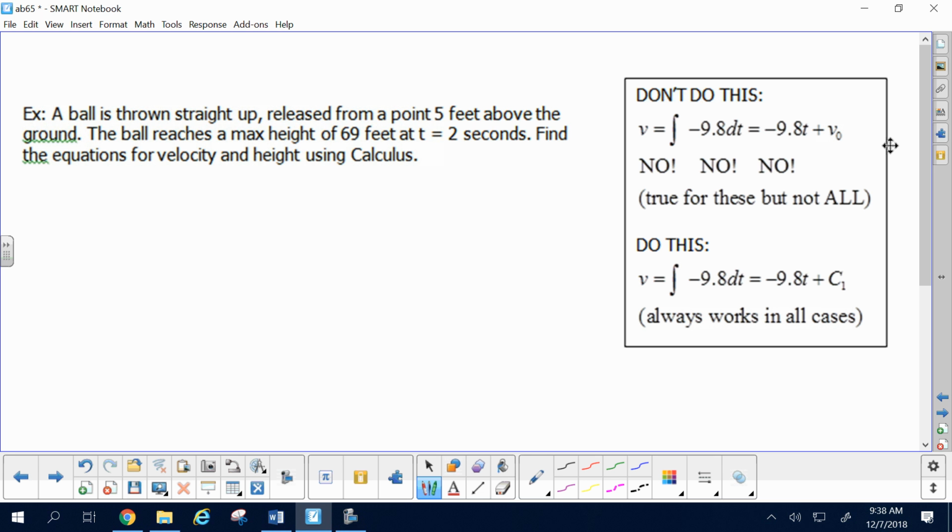Okay? You should start with the acceleration due to gravity. The acceleration due to gravity is either negative 32 feet per second squared or negative 9.8 meters per second squared, depending on the units of this problem they're working with. In this case, they're working with feet, so we're going to use negative 32. The velocity is the antiderivative of negative 32. So the velocity is negative 32t plus a constant.